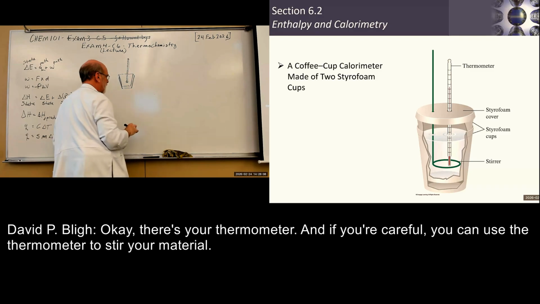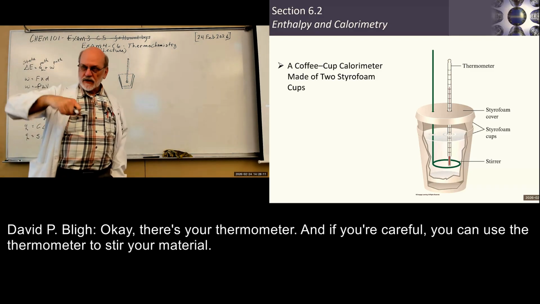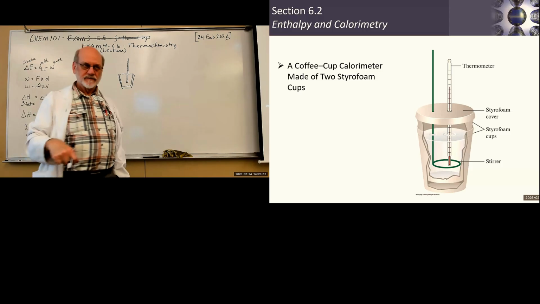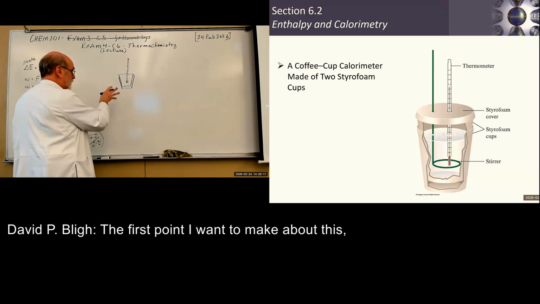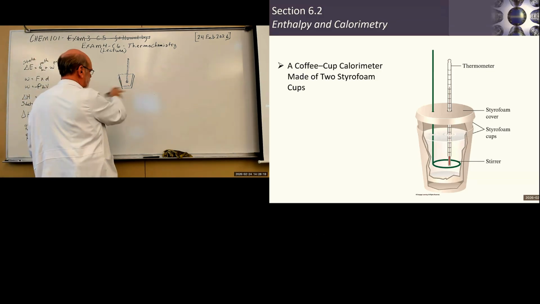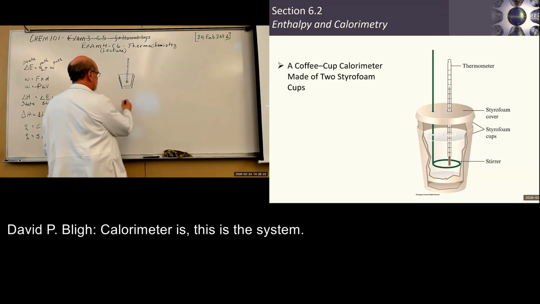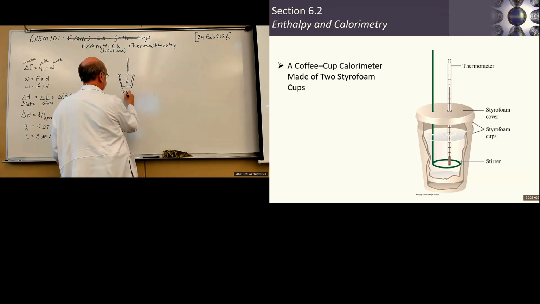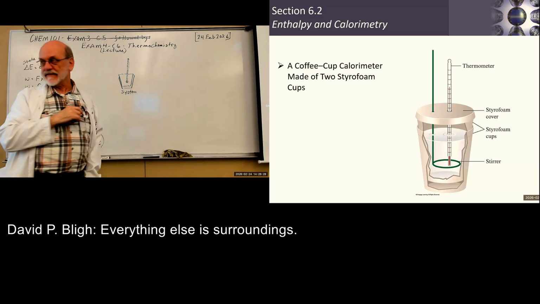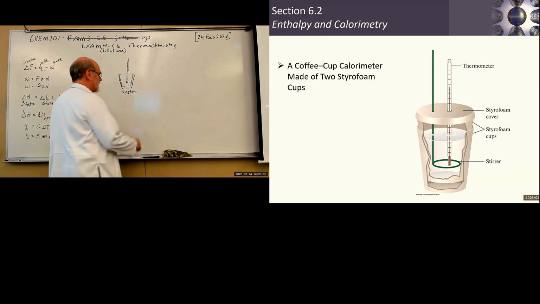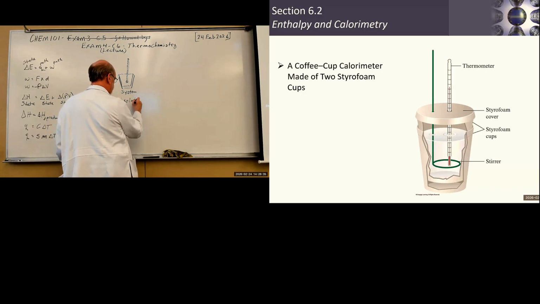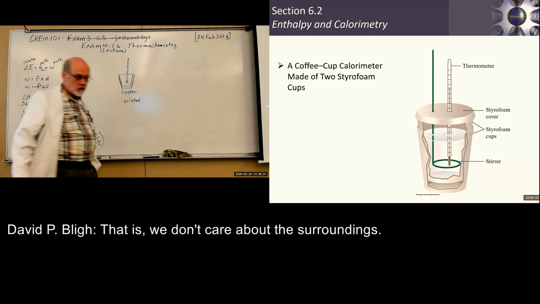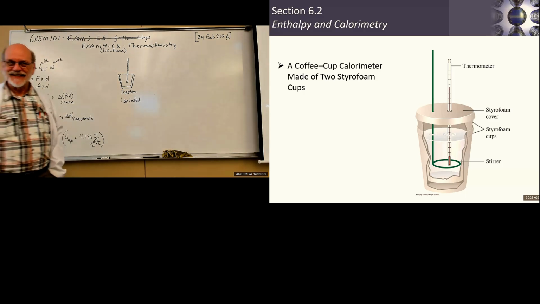Okay, there's your thermometer. And if you're careful, you can use the thermometer to stir your material. The first point I want to make about this calorimeter is this is the system. Everything else is surroundings. And this system is isolated. That is, we don't care about the surroundings.